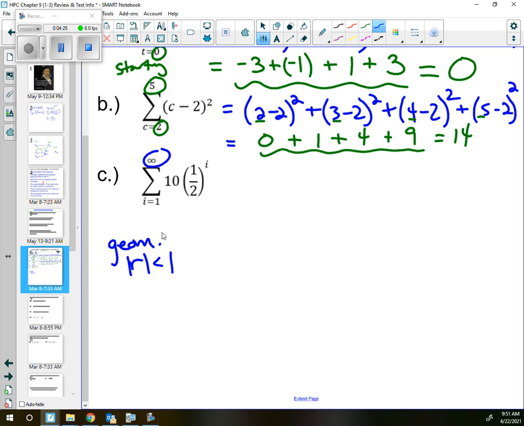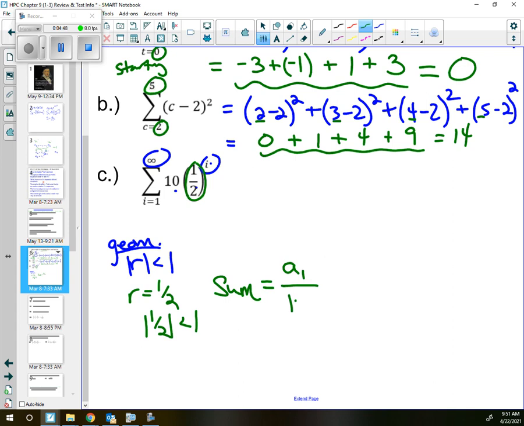So I see this a1 r to the, right? So we have that definite exponential equation going on. Look where your i is located in the exponent. So it is definitely geometric. Let's see what our ratio is. What are we raising to that power? Well, the r is a half, and the absolute value of 1/2 is most definitely less than 1. What that means is there is a sum, and to calculate the sum, we use our infinite geometric sum formula, which is a1 over 1 minus r.